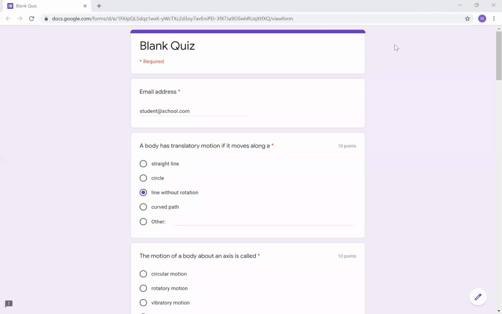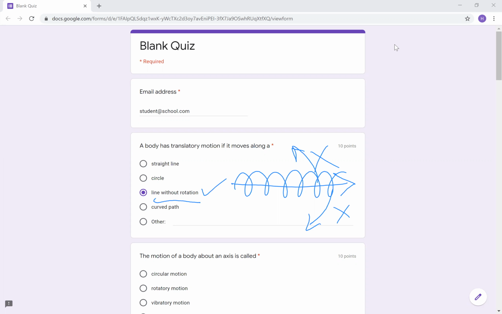A translative motion is that motion that moves in a straight line and without a rotation from here to here. It doesn't do that. Then such type of motion is not called translative motion if it rotates. And if it is rotating like this or basically spinning around like this, then it is also not a translative motion. So translative motion is that motion which moves in a straight line but without any rotation. So option C is the right answer for the first case.